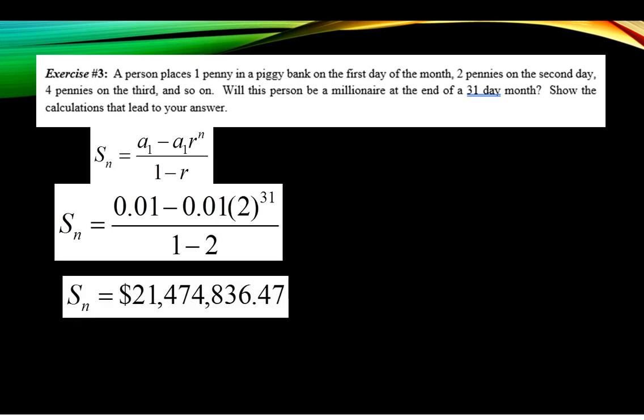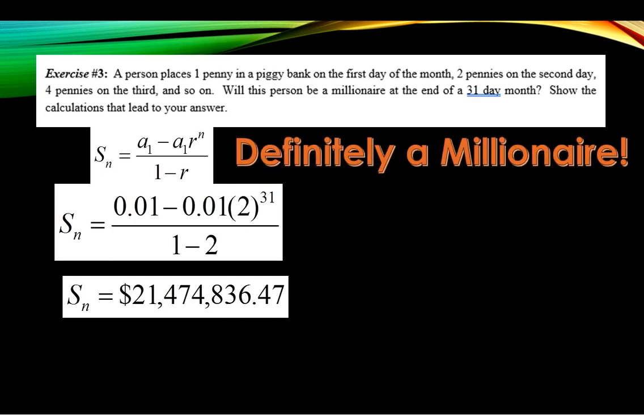Whoa, look at all that money. Ladies and gentlemen, $21,436.47. Whoa. Now the thing is, that was happening, right? You're not going to have enough pennies to put them away. At a certain point, you're going to run out of pennies. Yeah. But definitely going to be a millionaire.